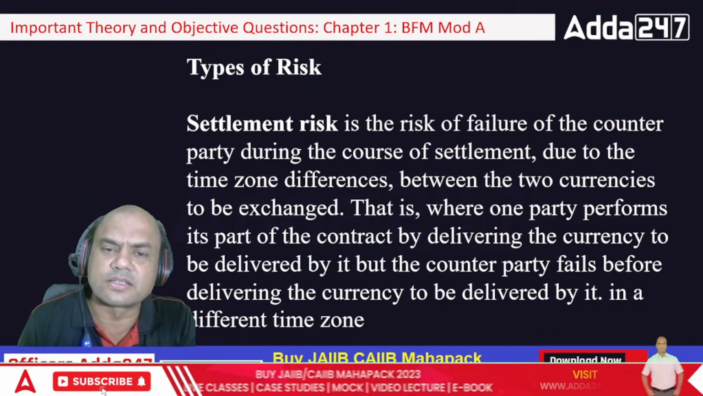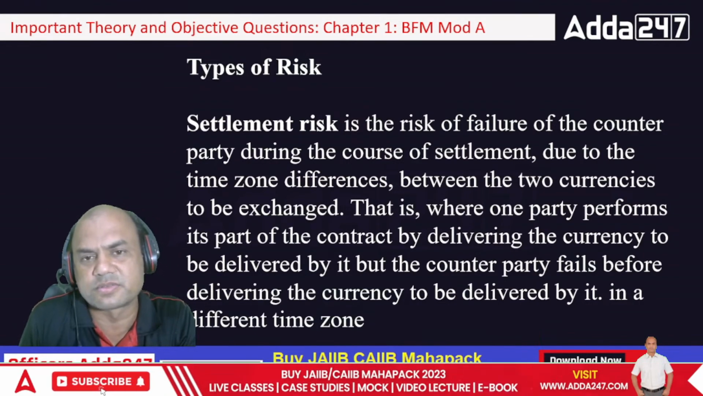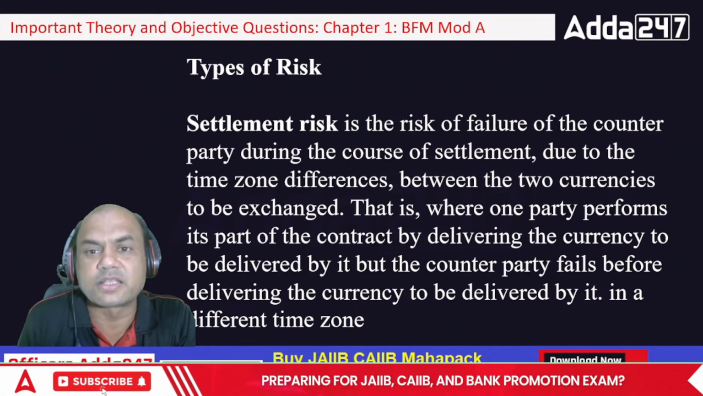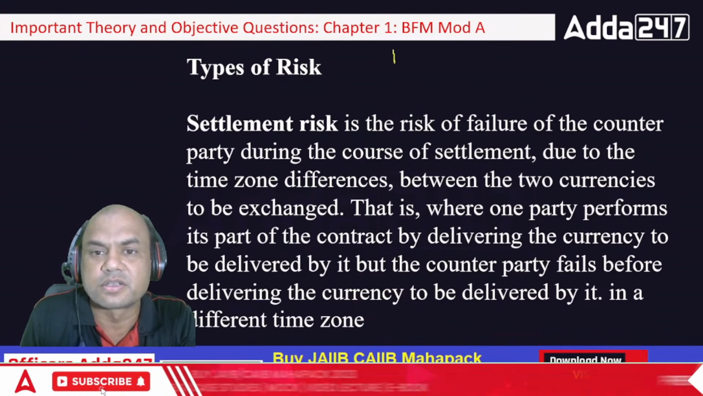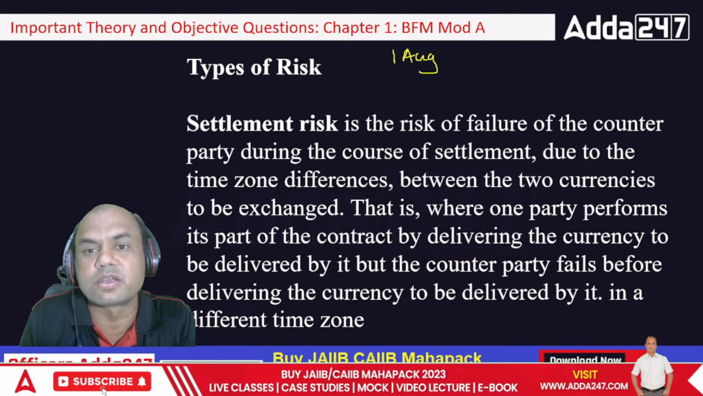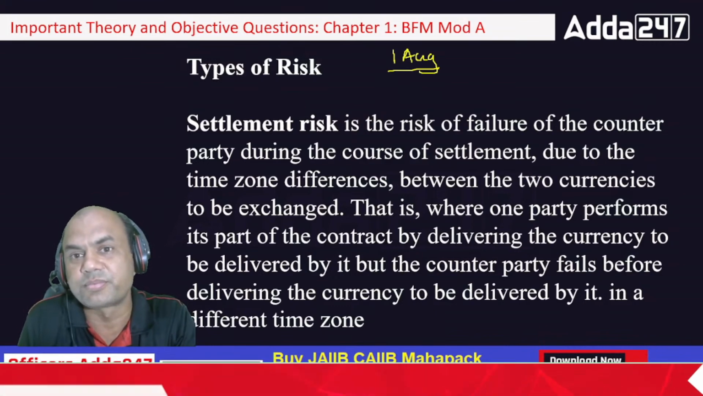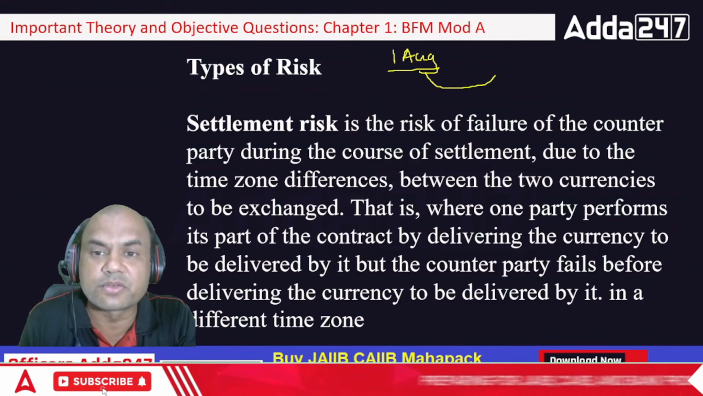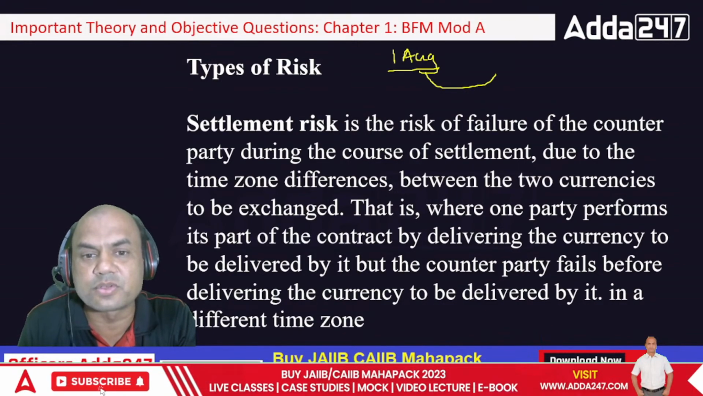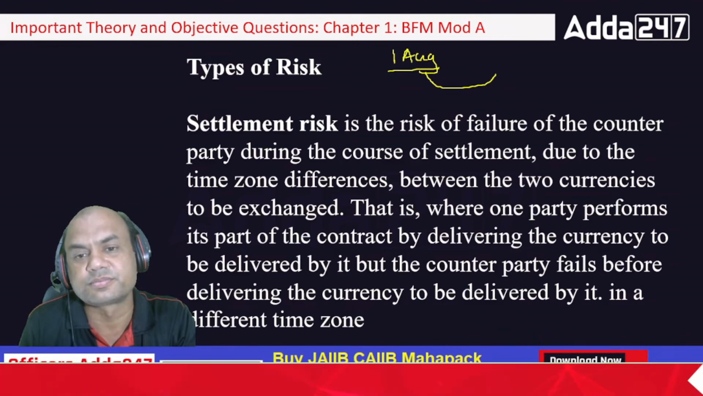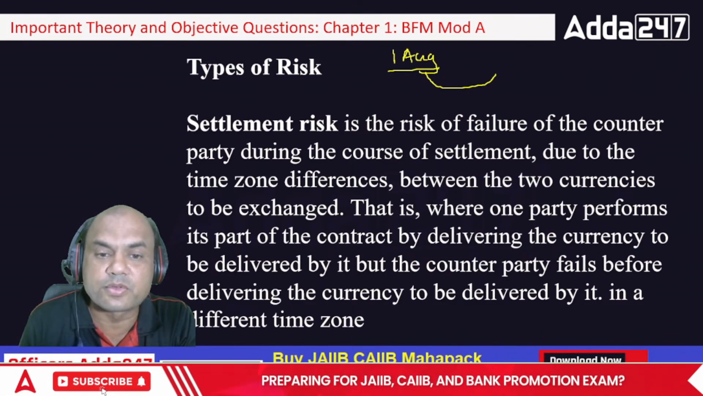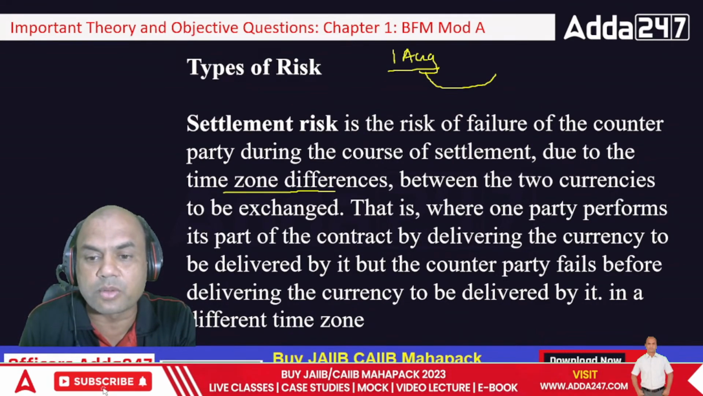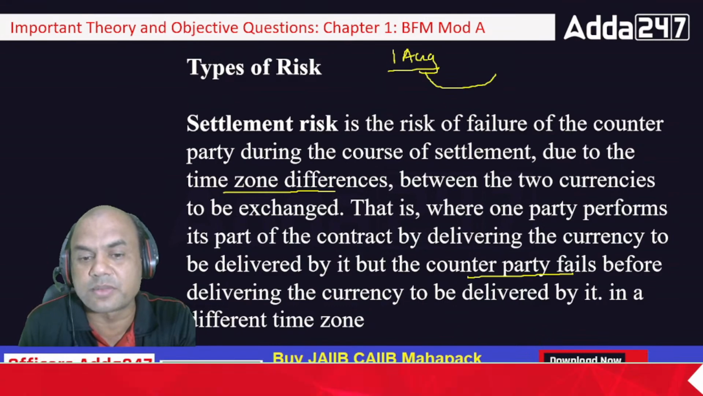This settlement risk generally happens between India and US, because when it is day in India, it is night in US. And suppose today is 1st of August. 1st August has started today over here, but in US it has not started. It will start when we are at night. So there is a time zone difference over here. So this time zone difference creates the settlement risk. Okay. So due to time zone differences, remember this. And the second point over here is the counterparty. Counterparty fails due to this time zone difference.